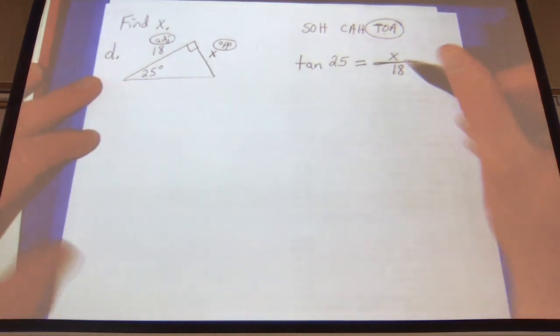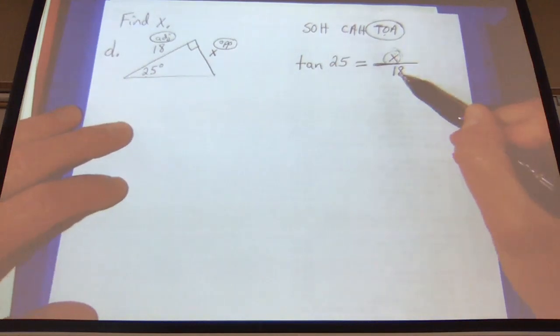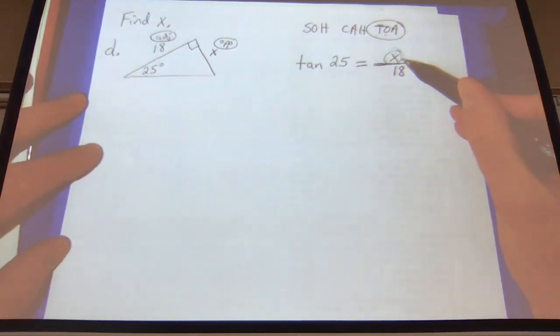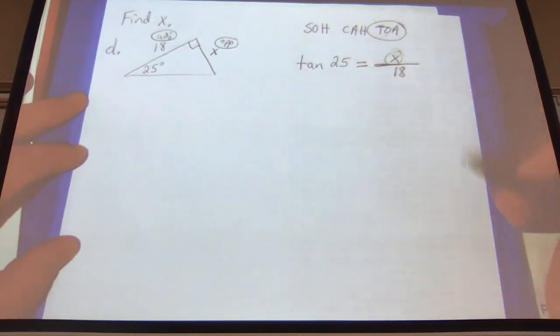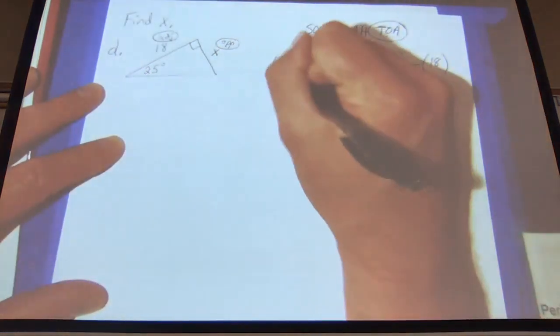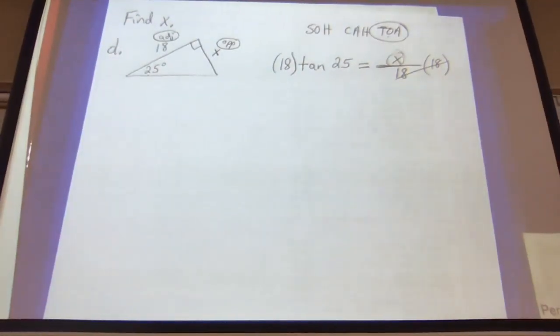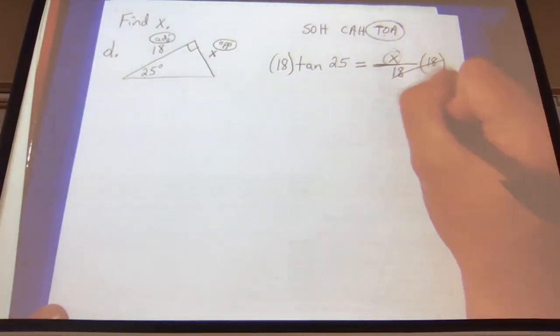Now, when you get to this point, you want to get the X all by itself. I have X divided by 18 on the right. If I wanted to get the X all by itself, what would I do to both sides? Multiply by 18. But you have to do it to both sides when you do that. Those 18s will reduce down to 1, leaving you X on the right.